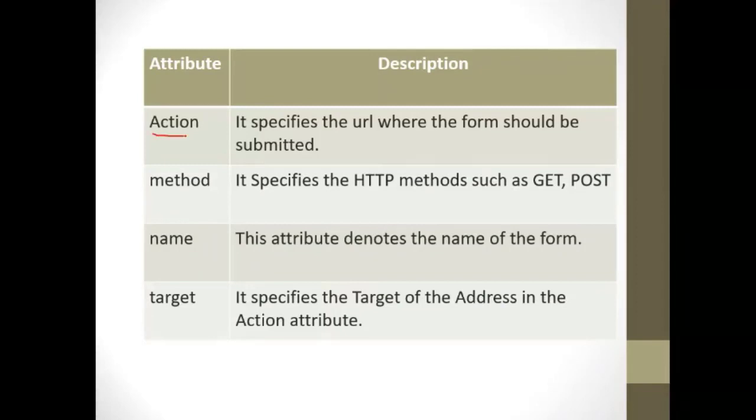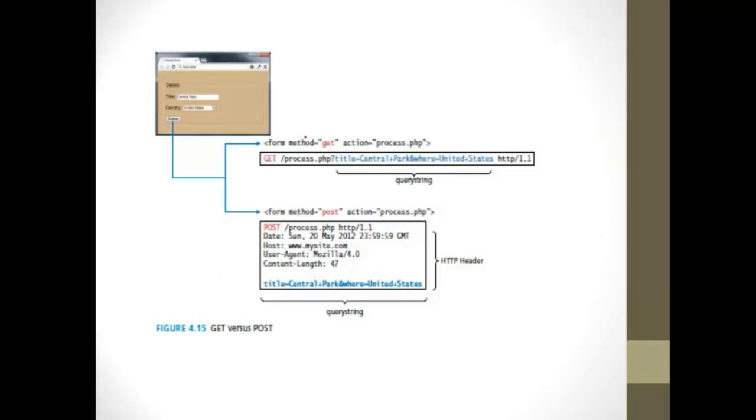As I mentioned, action specifies the URL, that is, where you are going to submit the data. Method specifies the HTTP method, get or post. When you define the name, it denotes the name of the form. When you use target, that means the target address in the action attribute that you have to define. This way your form will work. We'll see it in practice also.